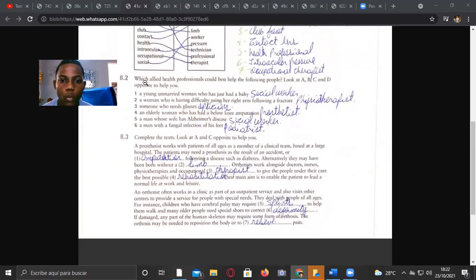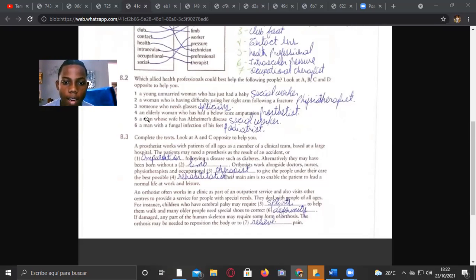8.2. Which allied health professional could best help the following people? Look at A, B, C, and D opposite to help. First one, a young married woman who has just had a baby, social worker. A woman who is having difficulty using her right arm following a fracture, physiotherapist. Third, someone who needs glasses, optician.